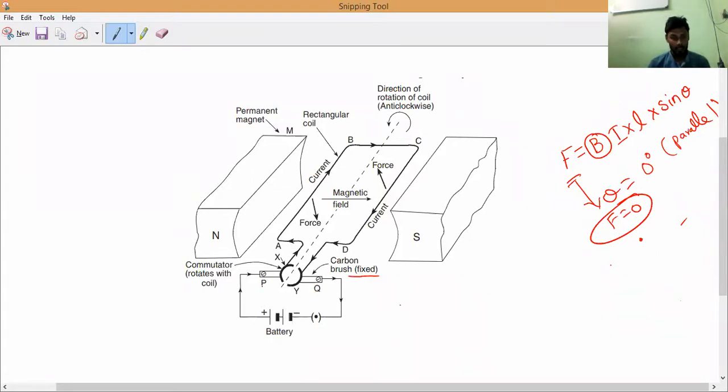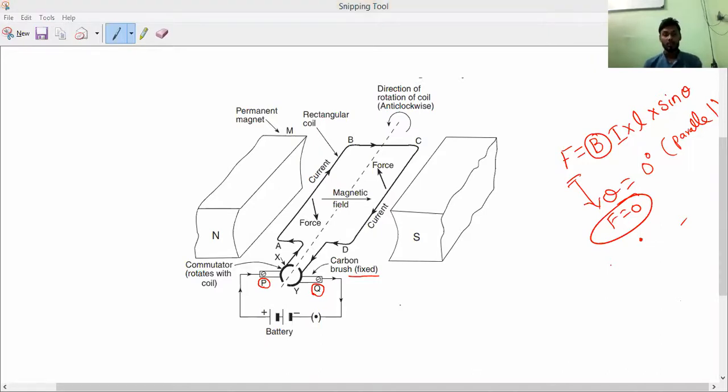So what are the names of the carbon brushes, guys? One is P, another one is Q. That is what we call carbon brushes, and we represent them with the P and Q strips. These carbon brushes P and Q are fixed at the base of the motor, and they press lightly against the two half rings of the commutator.